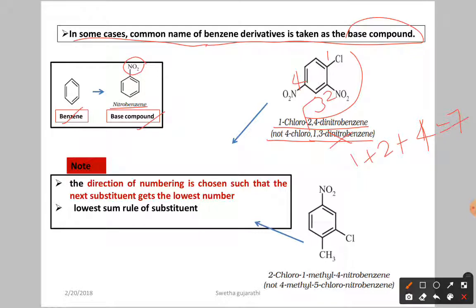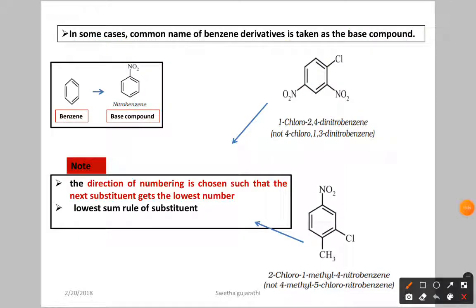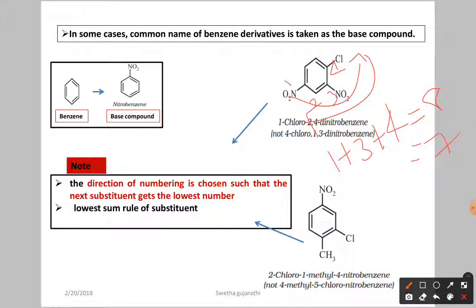If you give the numbering from this direction, 1, 2, 3, 4, now the substituents are at first, third and fourth positions. Total is 8. If you go in this direction, the total sum is 7, because at the first position we have chlorine, at the second position nitro, and at the fourth position nitro. So this is less, and the sum of the substituents should be less. So it is not 4-chloro-1,3-dinitrobenzene; it is 1-chloro-2,4-dinitrobenzene.